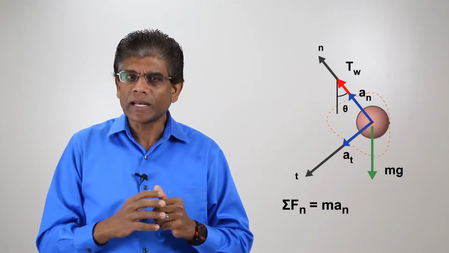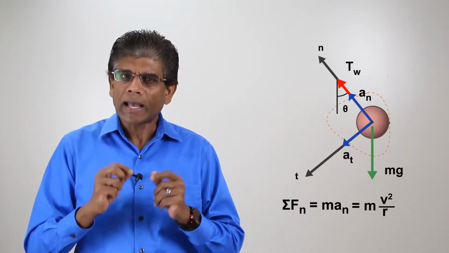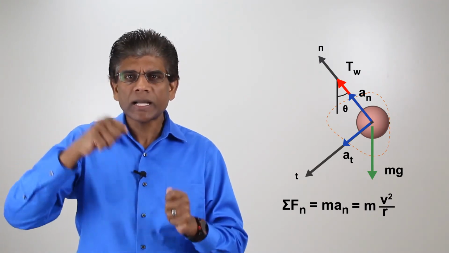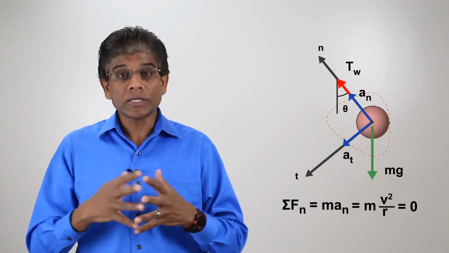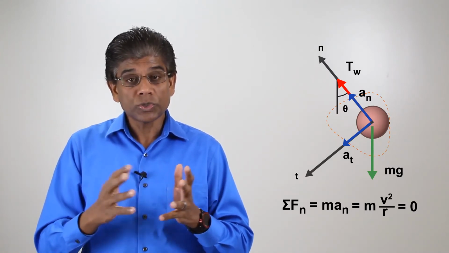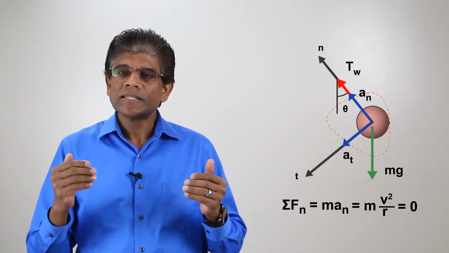Notice on the right hand side, we have the normal component of the acceleration. However, at this instant when the cord is cut, velocity is equal to 0. This equation can now be used to solve for the tension by directly applying Newton's second law.